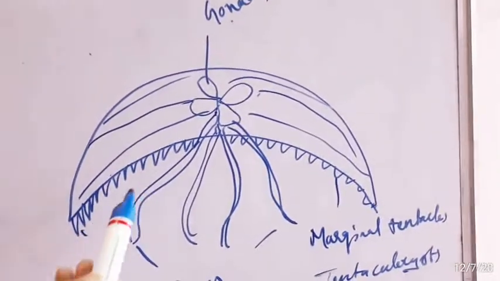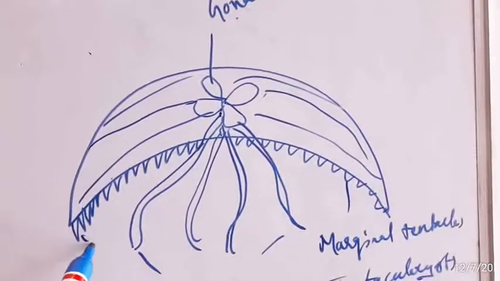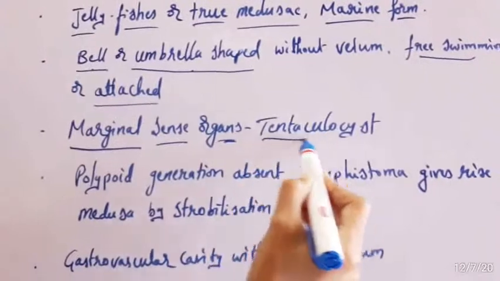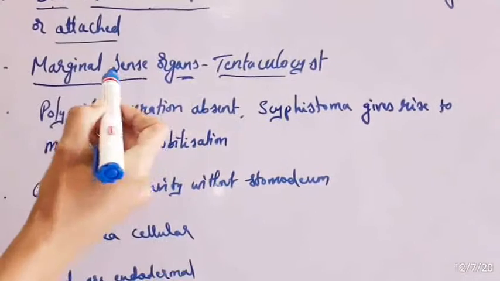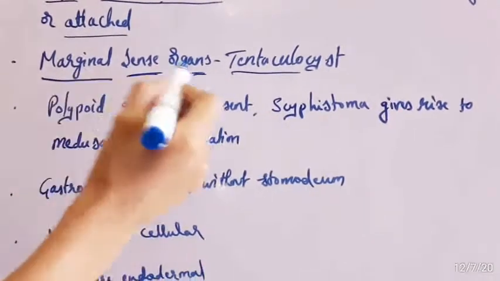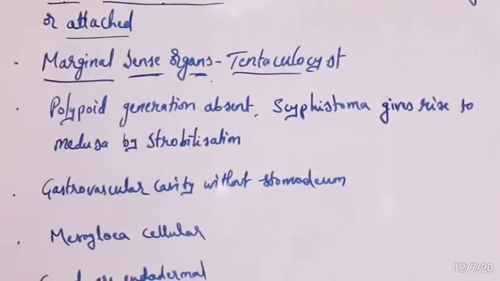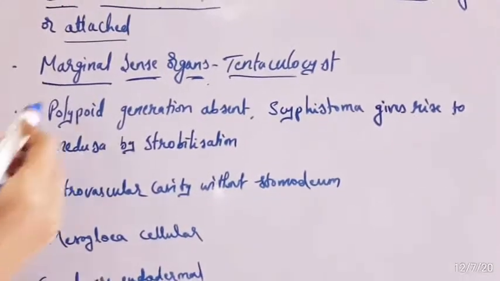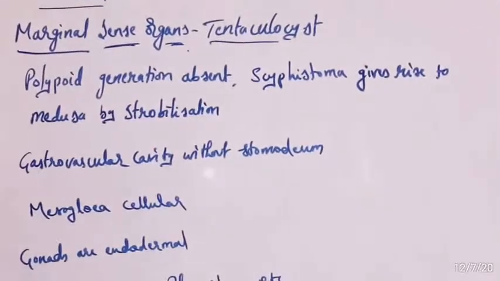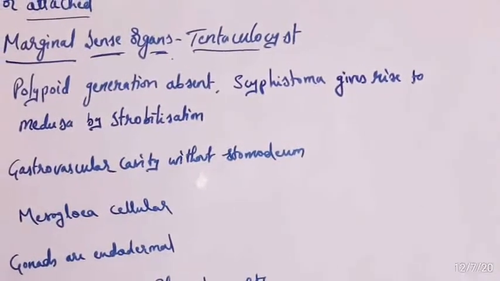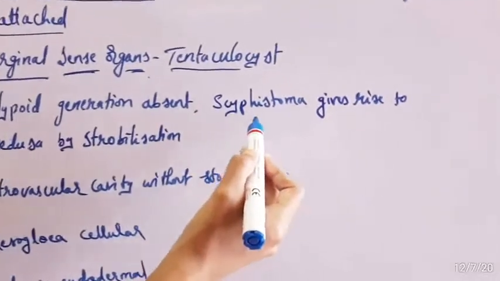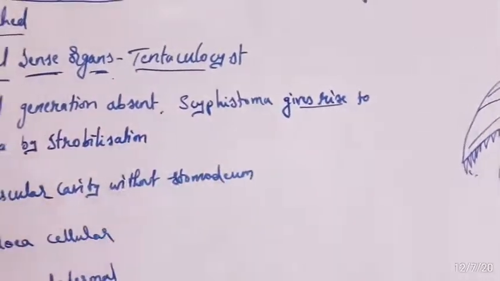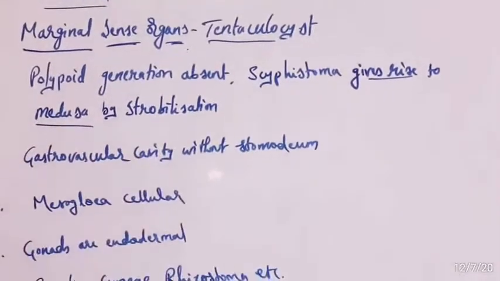So here is the presence of tentacles. These marginal tentacles contain sense organs, that is called tentaculocyst. So here the polypoid generation is absent, or represented by a small polyp, then scyphistoma, which gives rise to medusa by strobilization.